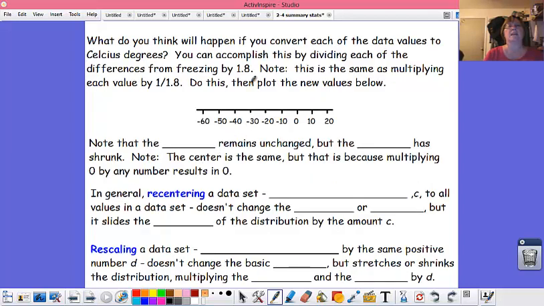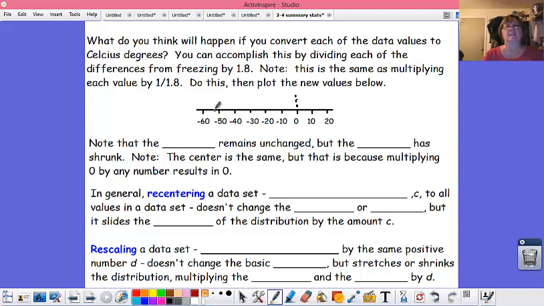data set. What do you suppose would happen if you converted each of those values to Celsius? Now, you can do this, it says, by dividing each of the differences from freezing by 1.8. So if you think about that, 3 of those differences were 0, and 0 divided by anything is just 0. So those 3 remain the same.